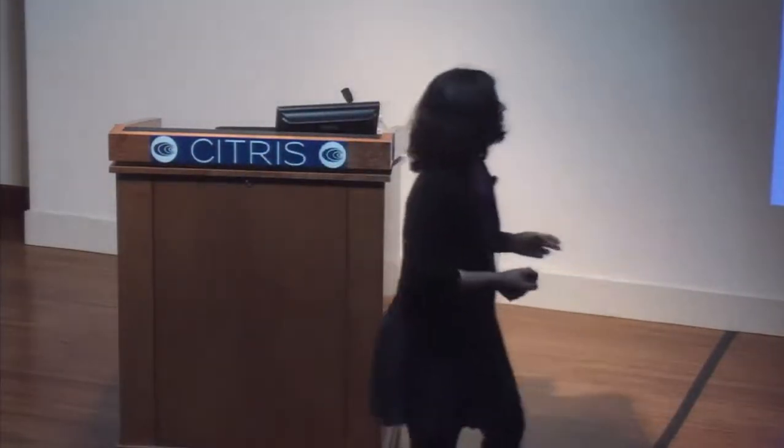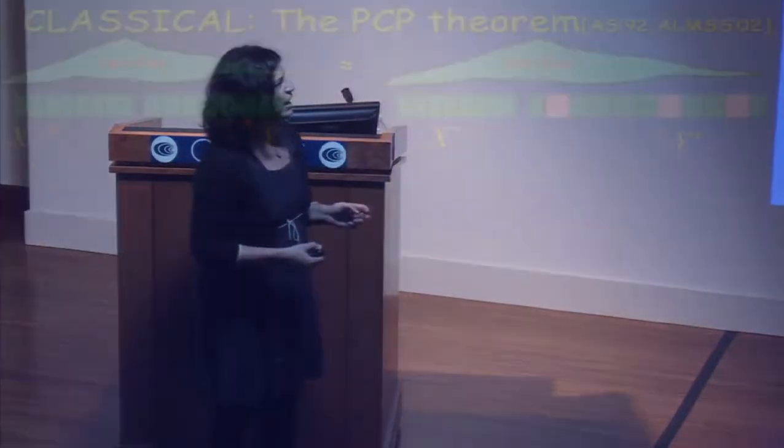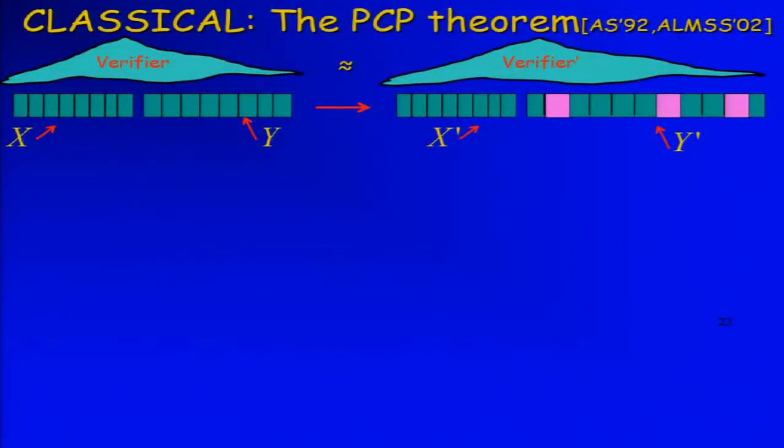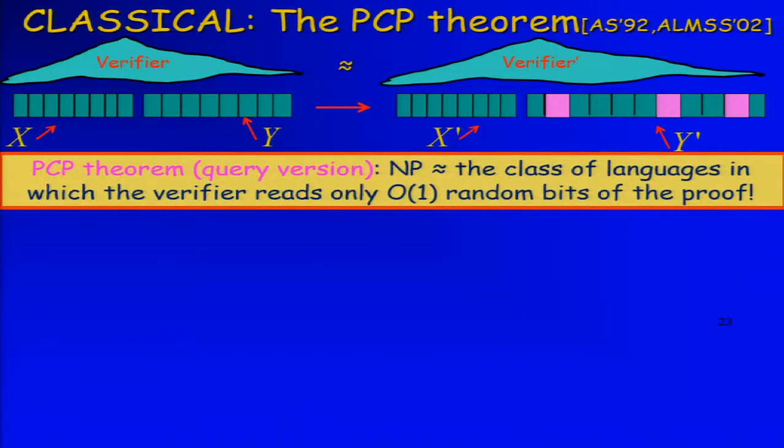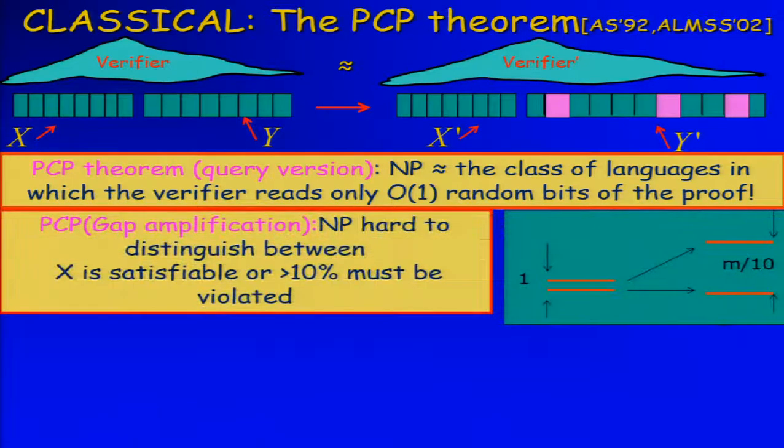But in theory, these translations are efficient, and this is completely remarkable. That really there is a way to map mathematical theorems to such a format that the mathematical proofs of those theorems can be verified by just looking at a small number of places, which basically means that, okay, let's first see the way it's written. So NP is equivalent to the class of languages in which the verifier reads only a constant number of random bits from the proof.